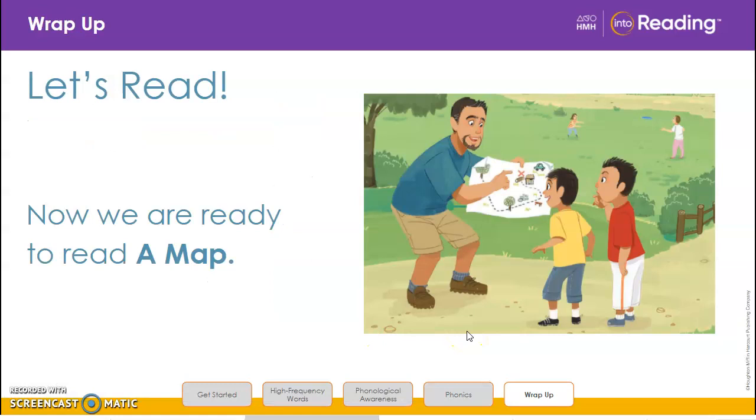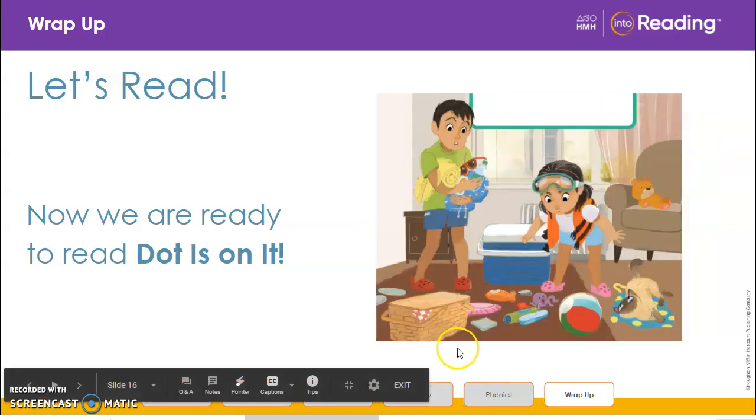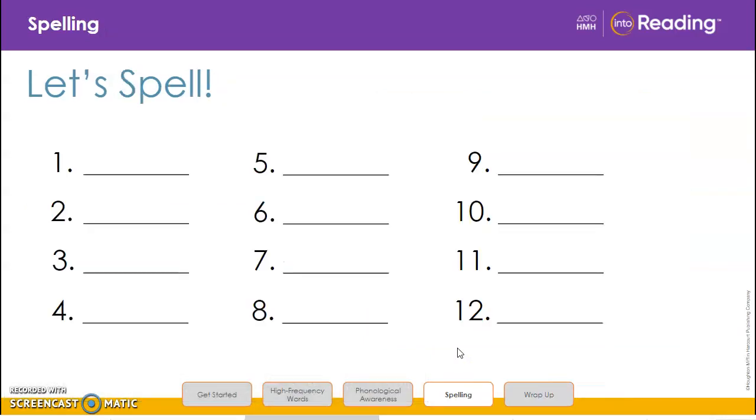Now we are ready to read about Bob, Dom, Dad, Pop, and Sal in a story called A Map. Then you are going to read about Bob and his family in a story called Dot is on It. But first I need you to pause the video and go get your journals. We are going to practice spelling some words.